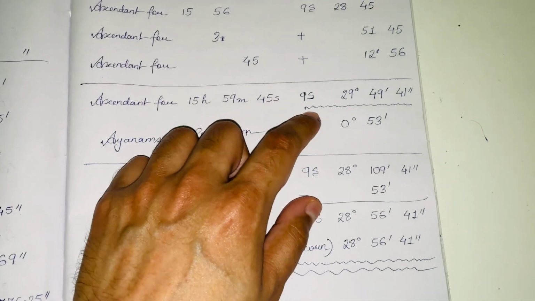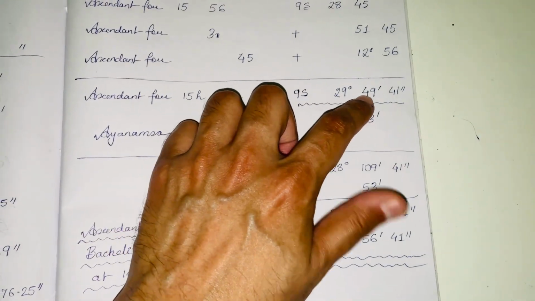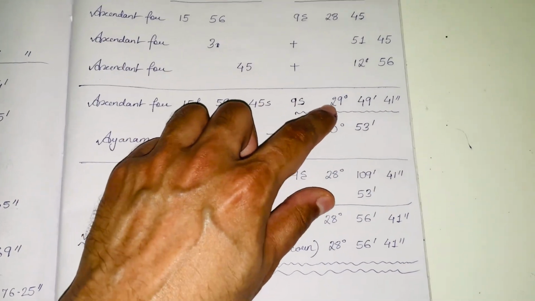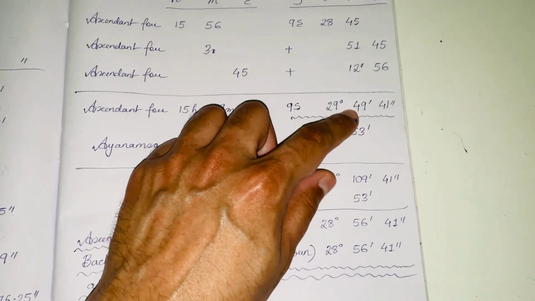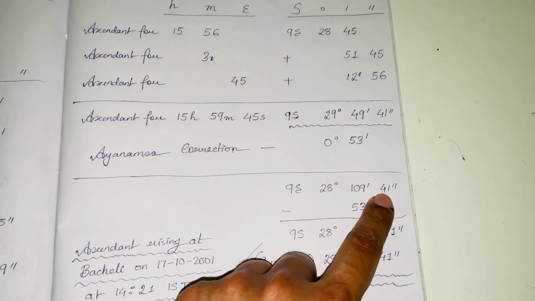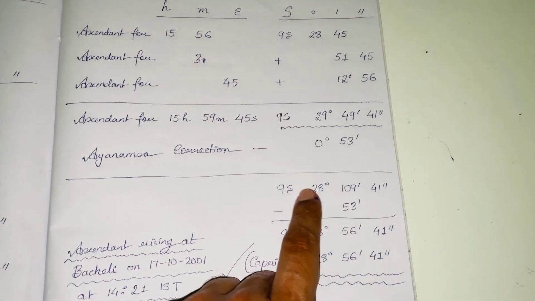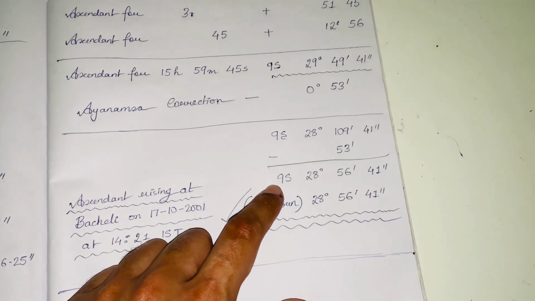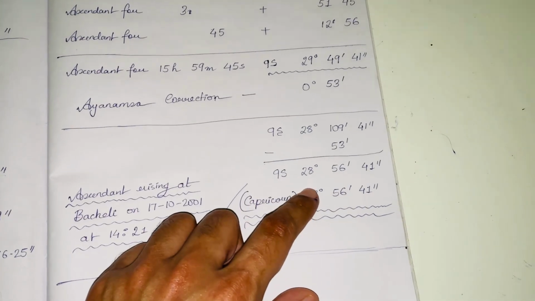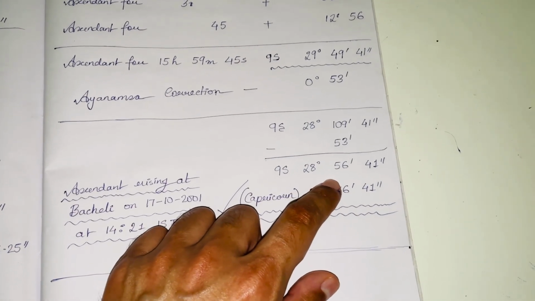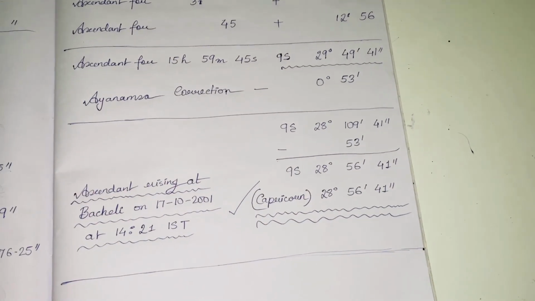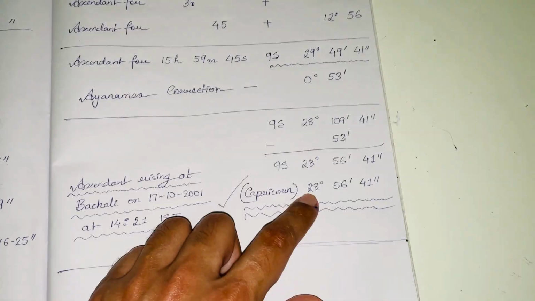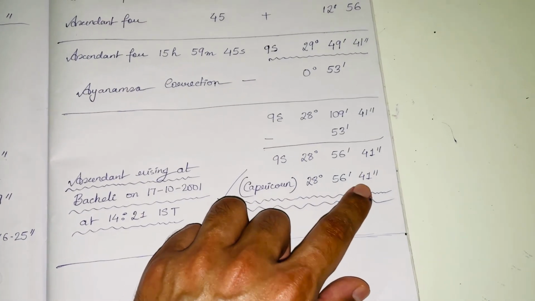So 9 signs past 29 degree 49 minute and 41 second, I can write it as 9 signs past 28 degree 109 minutes and 41 seconds minus 0 degree and 53 minutes. So a simple subtraction. You are getting the value as 9 signs past 28 degree 56 minute and 41 second. That is Capricorn, 28 degree 56 minute and 41 second.